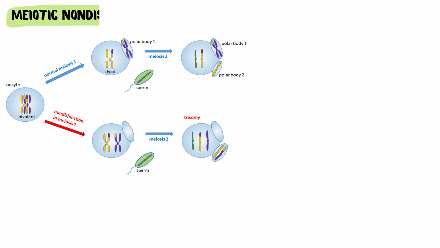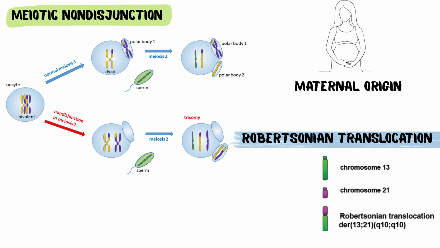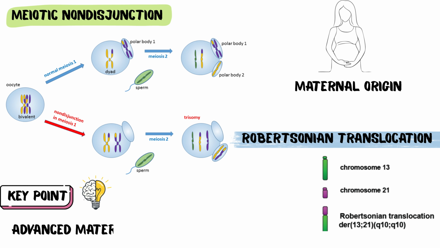How does this happen? In most cases, it is meiotic non-disjunction, usually of maternal origin, and the risk increases with maternal age. Less commonly, a Robertsonian translocation involving chromosome 21 is present. Rarely, mosaicism occurs and the phenotype is milder. For exams, the key association is advanced maternal age with non-disjunction.